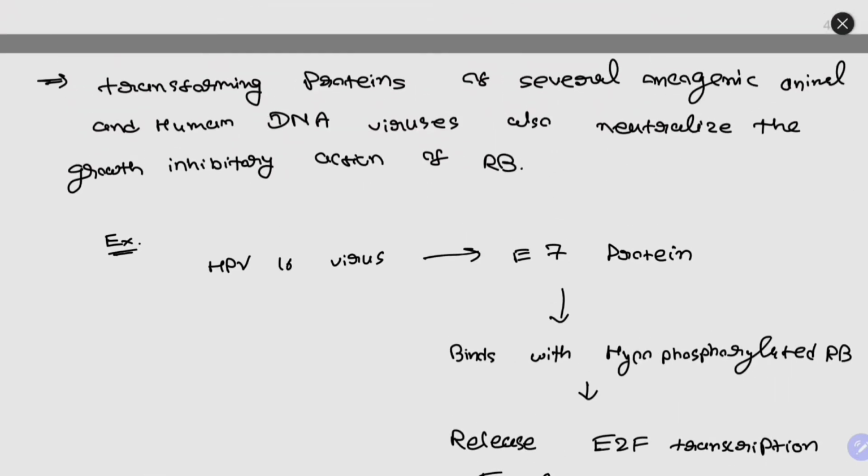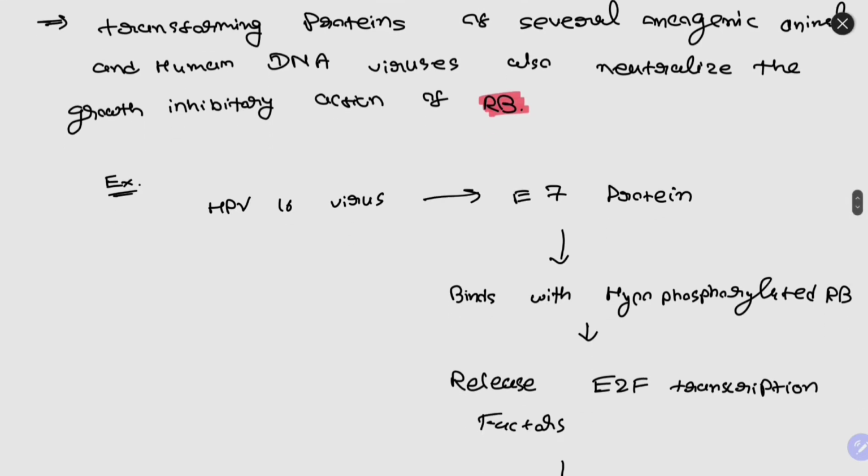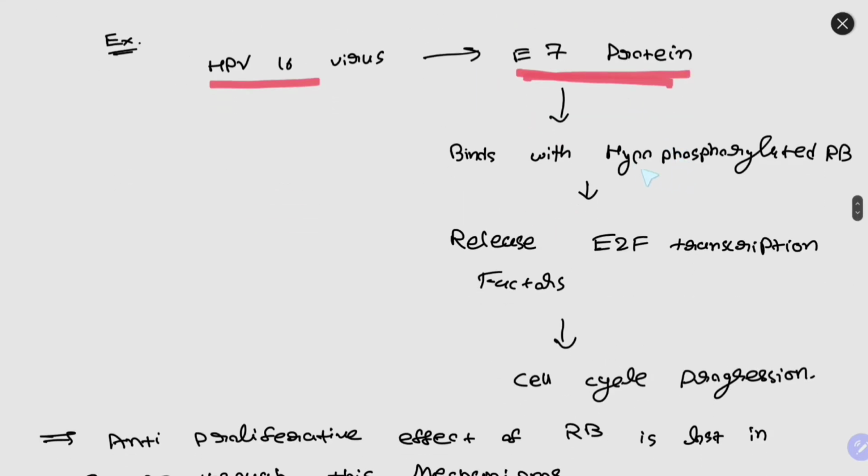Now guys, there is another line stating that transforming proteins of several oncogenic animal and human DNA viruses also neutralize the growth inhibitory action of RB, or retinoblastoma. How can we understand this? There is the HPV16 virus, and this HPV16 virus has an E7 protein component. This E7 protein binds with the hypophosphorylated RB. Hypophosphorylated means active. Yes guys, it binds to this active RB, and it releases the E2F transcription factor.